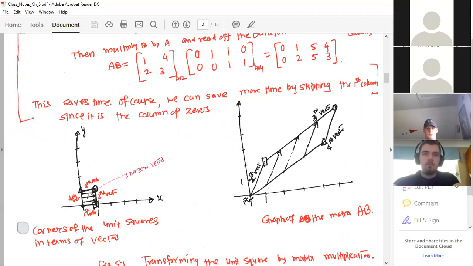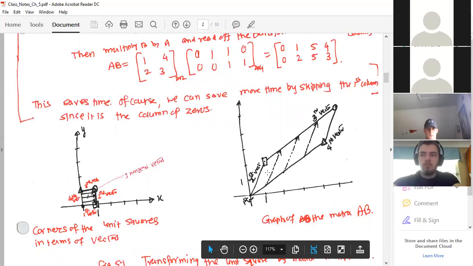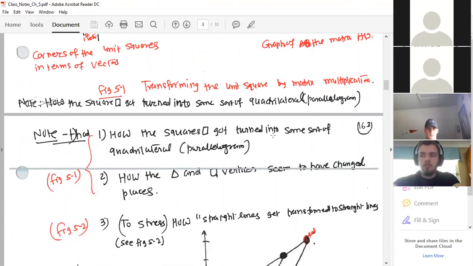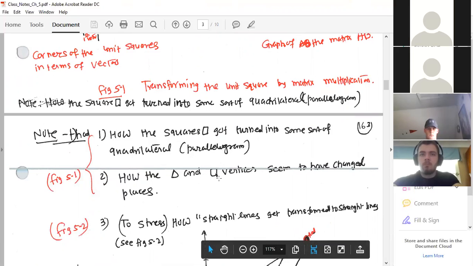So it depends on the nature of the matrix, which matrix you are taking, and which transformations you are taking, that transforms your given figure into some other figure. Here the square is transformed to some parallelogram, you can see over here. So how the square got turned into some sort of quadrilateral, or you can say parallelogram. How the triangle and the square vertices seem to have changed places. This we are going to see next. And how straight lines are transformed into straight lines. Straight lines are being transformed to straight lines.